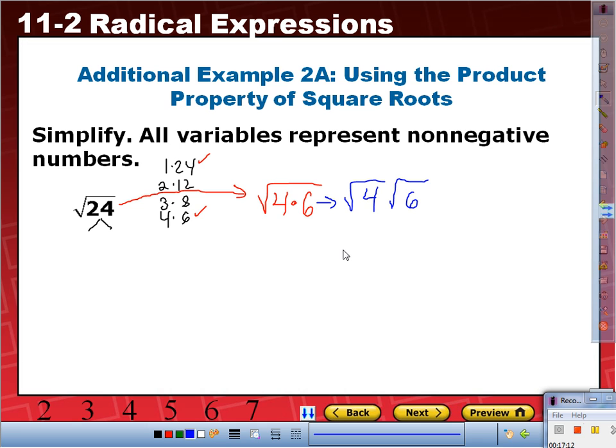Are we there so far? At that point, what is the square root of 4? 2. And this one, can we find two more factors of 6 where one of them is a perfect square? Let's see. 1 times 6, it's 1, but other than 1, 2 times 3, no. So this one we're done. So this one stays 6. So we're left with 2 square root 6. Copy that, please.